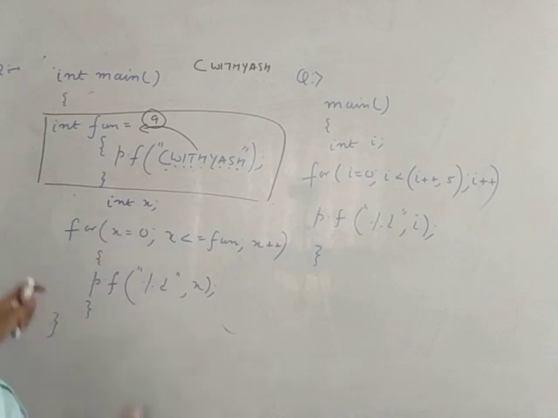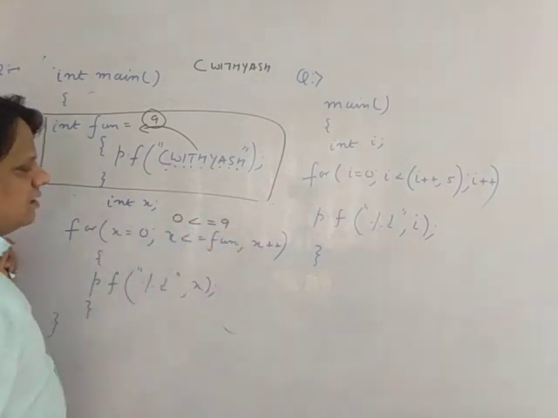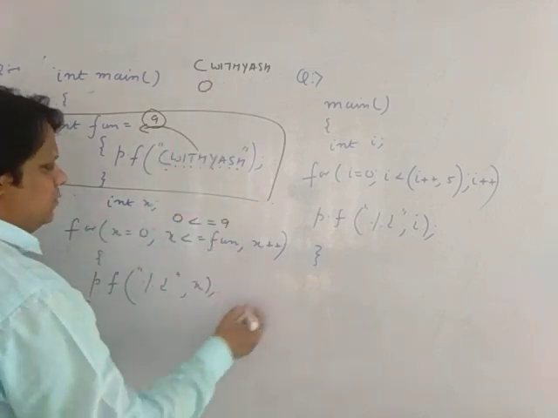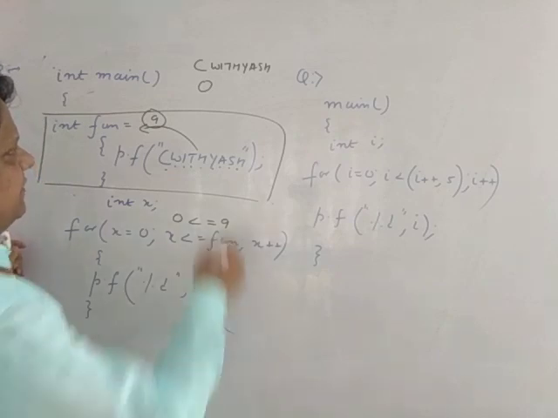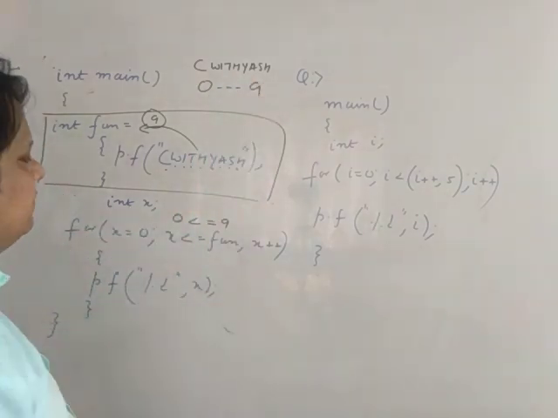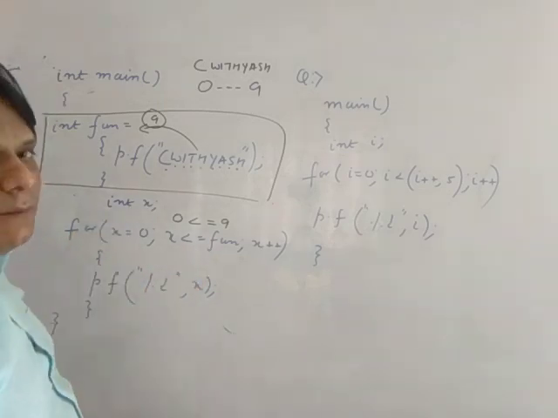Now int x is equal to 0, 0 less than equal to 9, condition true. So it will print what? 0. Then the value gets incremented: 1, 2, 3, 4, 5, 6, 7, 8, 9. So it will print C with Yash and then 0 to 9. And when the value of x becomes 10, 10 less than equal to 9, your condition becomes false and you will come after the loop.